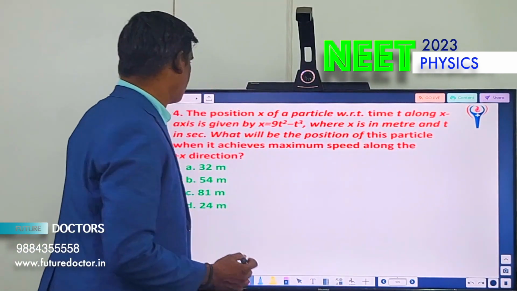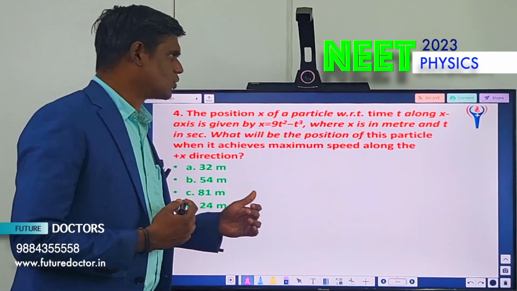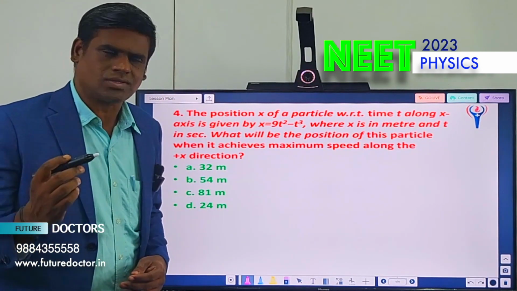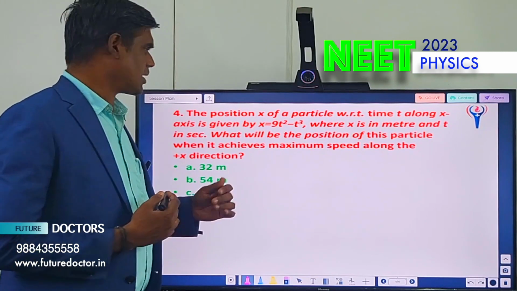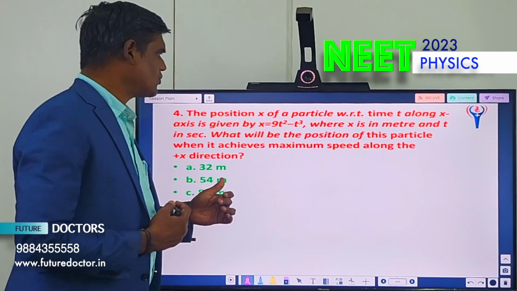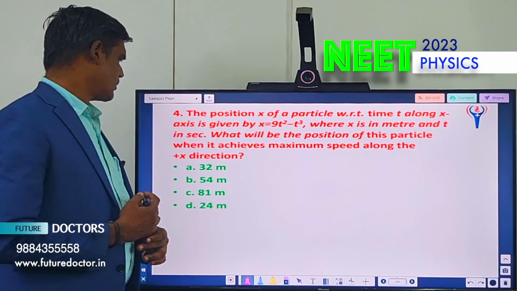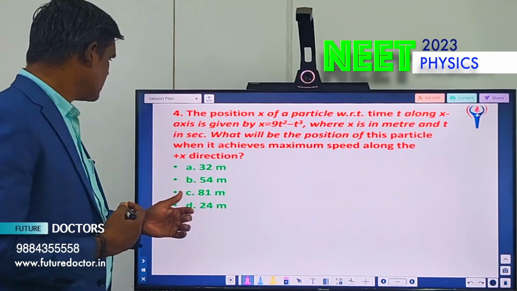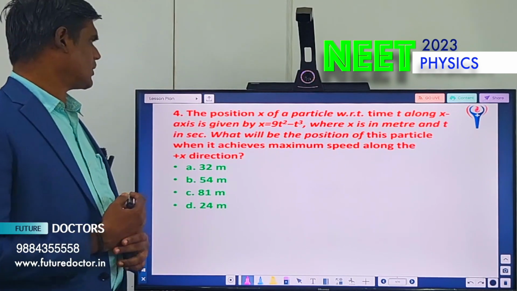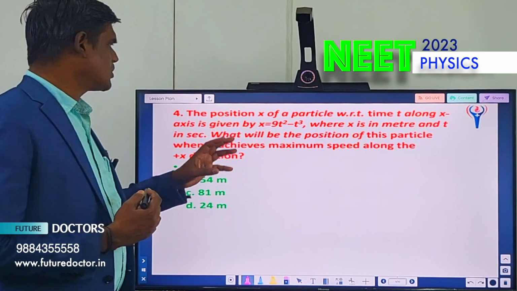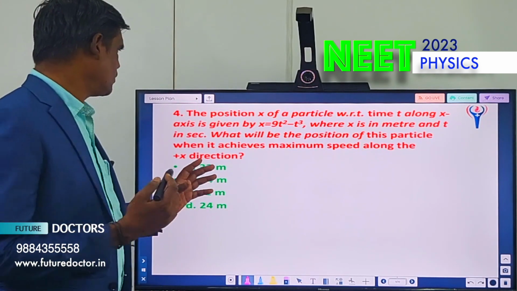Let's move to question number 4. The position x of a particle with respect to time t along the x-axis is given by x equal to 9t square minus t cube. Here x is in meters and t is in seconds. What will be the position of the particle when it achieves maximum speed along the plus x direction? Option A: 32 meter. B: 54 meter. C: 81 meter. D: 24 meter. Here you should know the relationship between speed and distance, and also the maximum speed condition. By knowing the condition, you can solve this question.